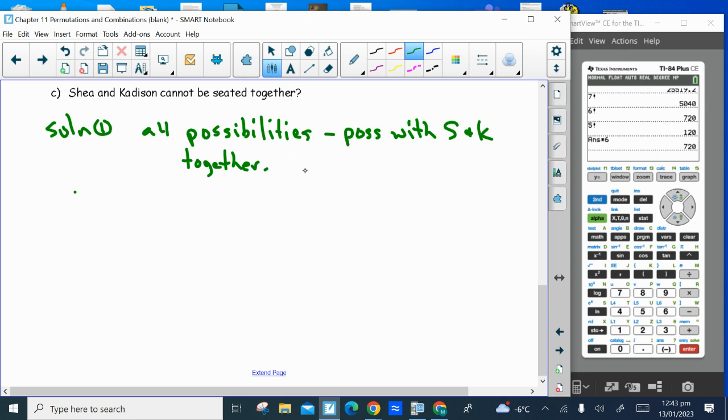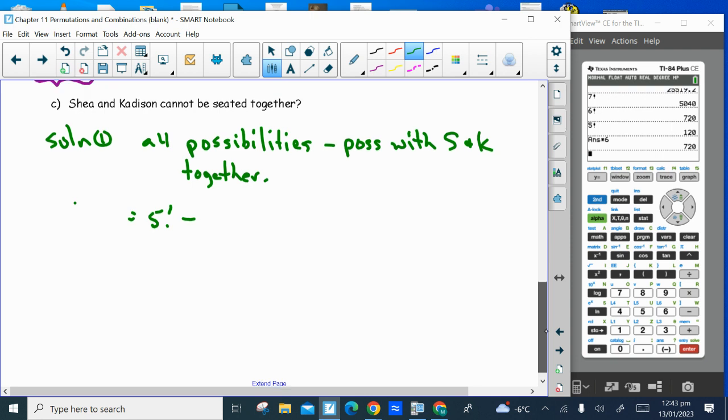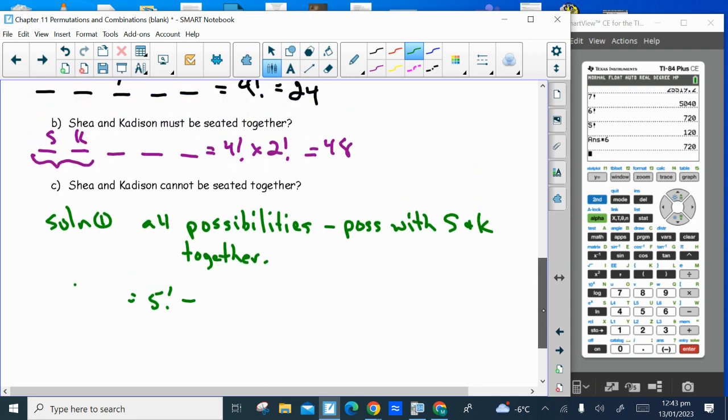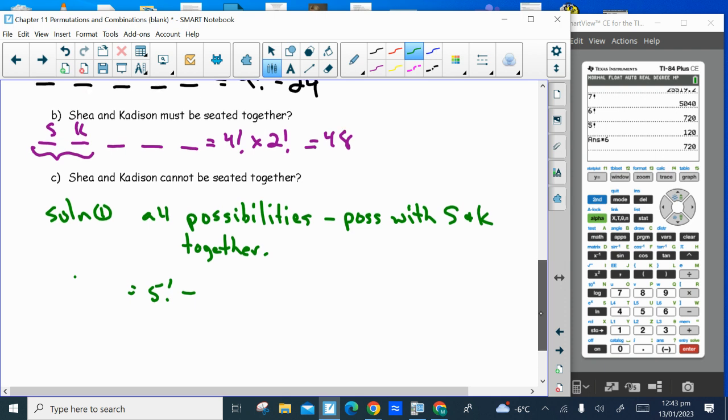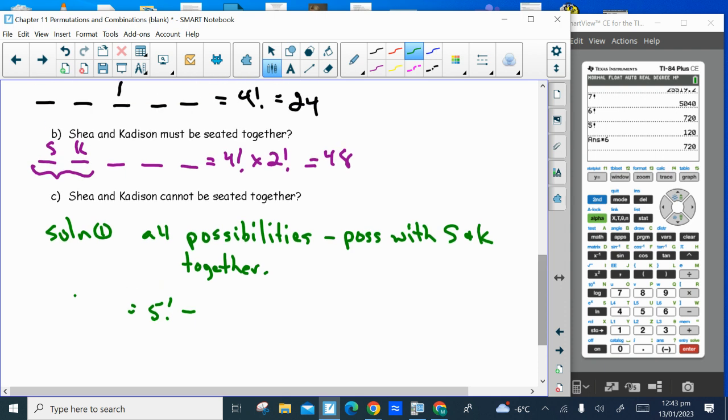And so we can do this by using some reverse logic, and that is we can take all possibilities and subtract the possibilities with Shay and Caddison together. All possibilities would be 5 factorial, because there are 5 people to be arranged. And the nice thing about doing it this way is we already have our answer for the second part. The possibilities with Shay and Caddison together, we found to be 48. We did that in part B.